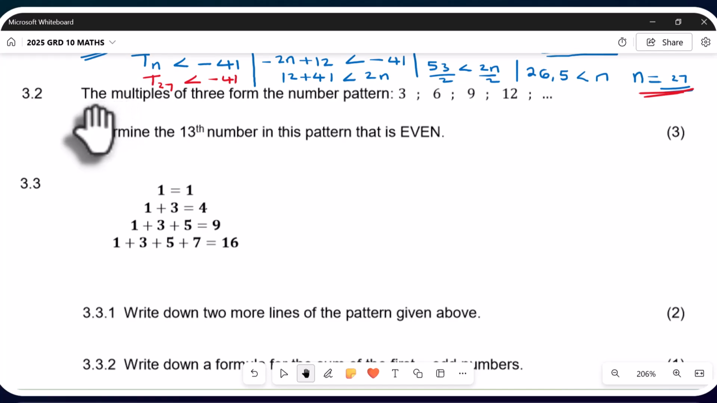So the formula for the first odd number is going to be that you just count the odd numbers, okay, 3 and then you square them. Then you form the pattern 3, 6, 9, 12. Determine the 13th number in this pattern. Done. Next, thank you.